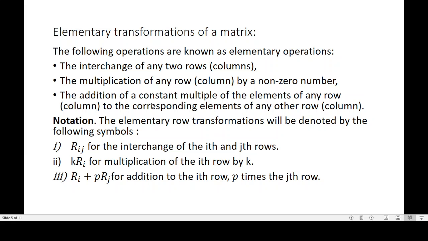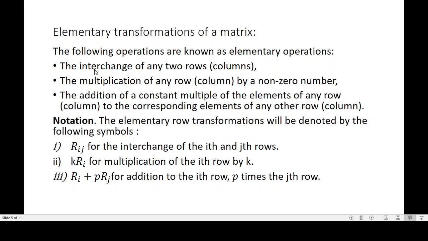The third row operation is to multiply the elements of any row by a non-zero number and add the corresponding elements to another row. That is, the addition of a constant multiple of the elements of any row to the corresponding elements of another row. So these three operations are known as row operations. If the operations are performed on columns, then these operations are known as column operations.